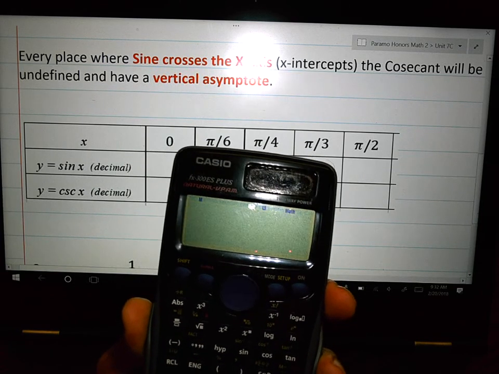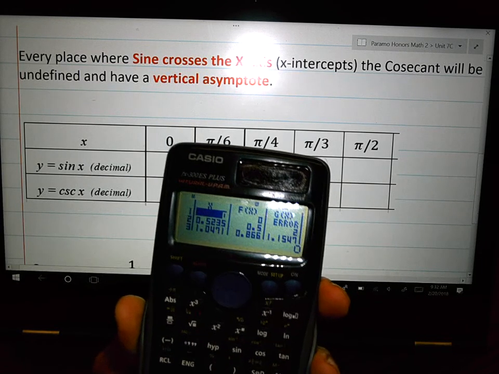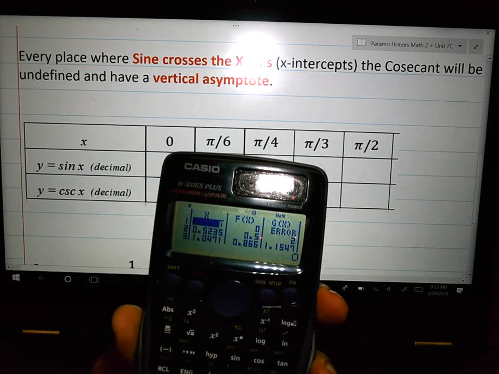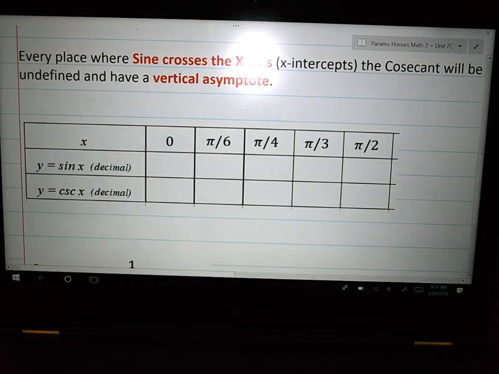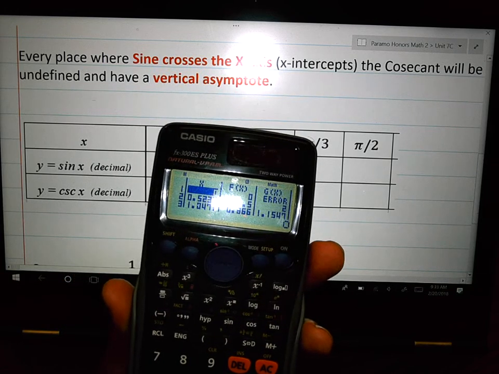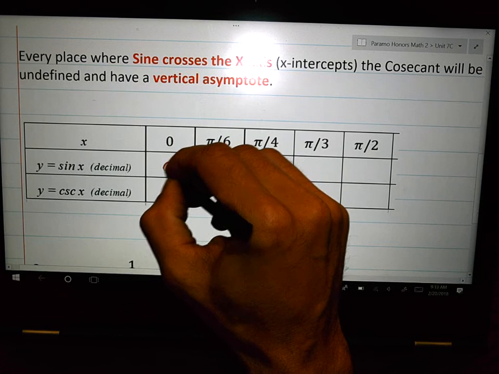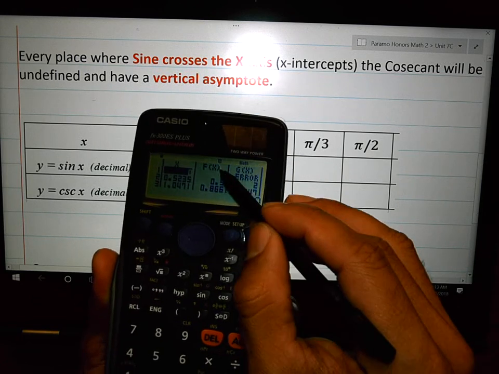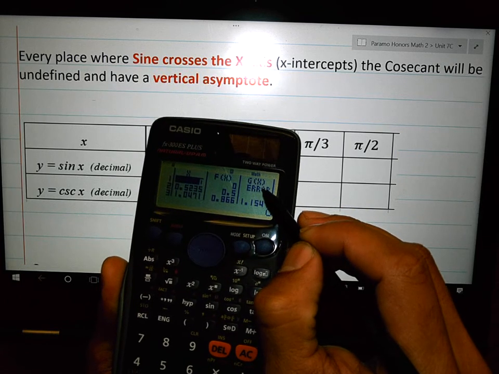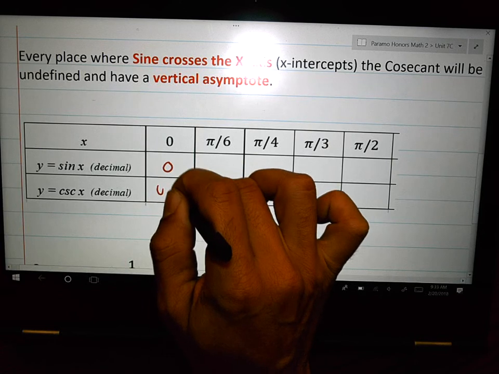Now here's what the calculator is doing. It just made a table. And I literally pressed 5 or 6 times the buttons in here, and everything's filled in except for the pi over 4s. Here's what I mean. At 0 radians, the sine is 0. Because f of x was sine of x. And 1 divided by 0 was an error. What does that mean? It's undefined right there.